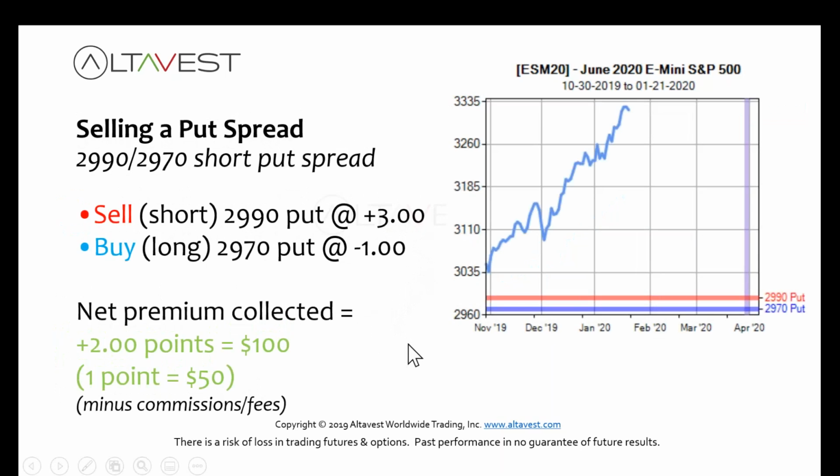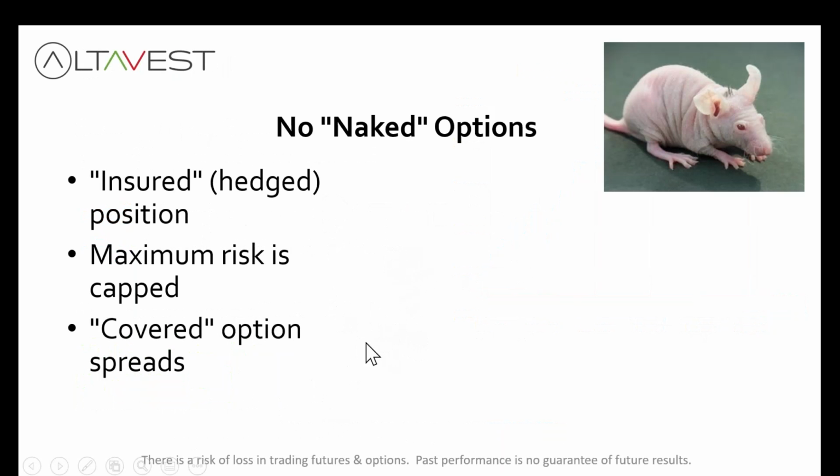But anyway, now here's the same thing with a put spread. Selling the 29.90 put, you collect 3 points, and same time you buy the 29.70. So the net premium you collect is $100. Simple example, simple spreads. These are covered. They're not naked, and their maximum risk is always capped.